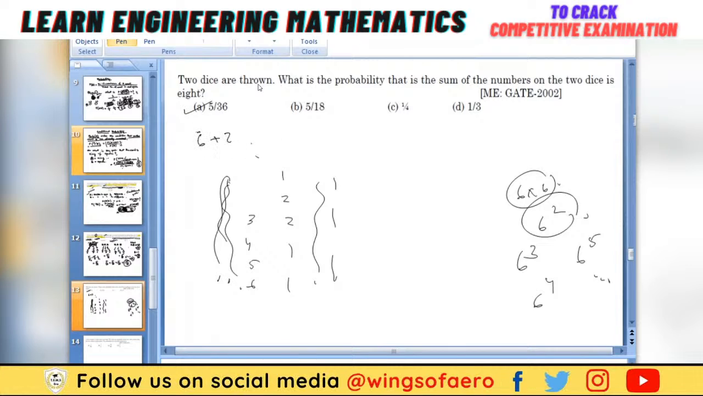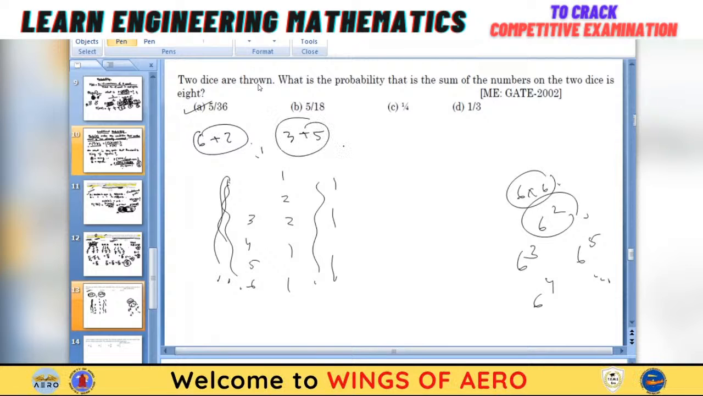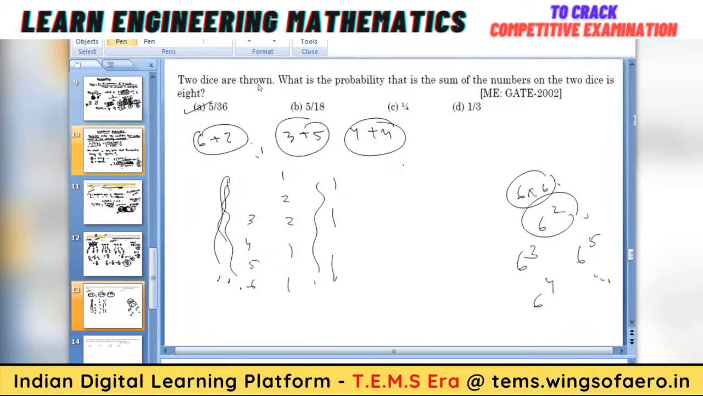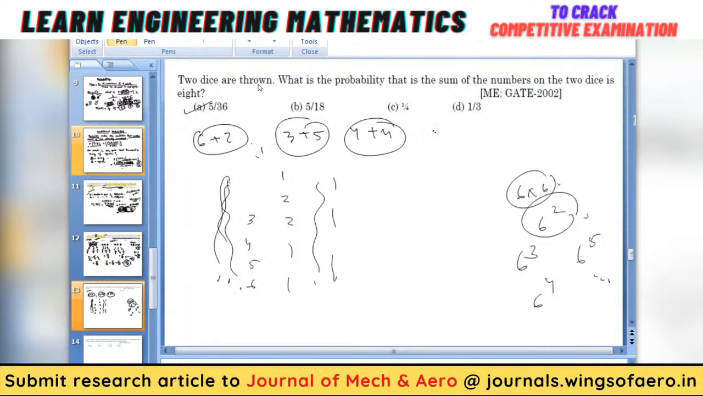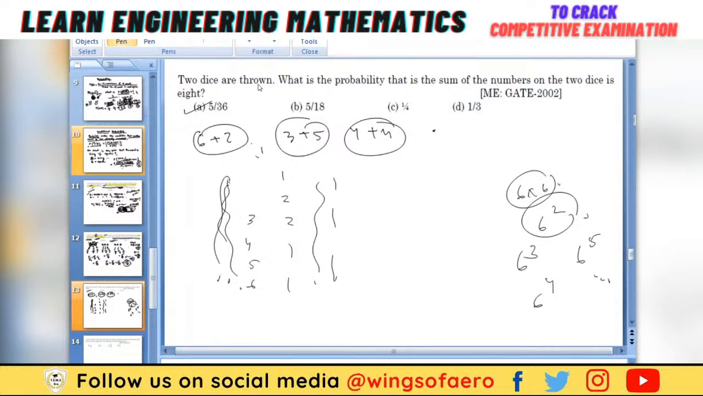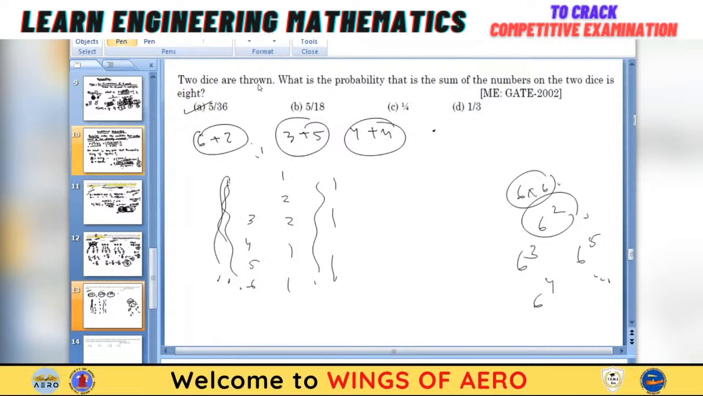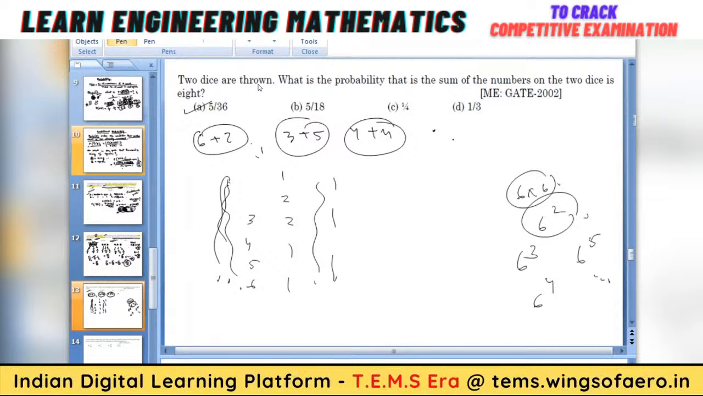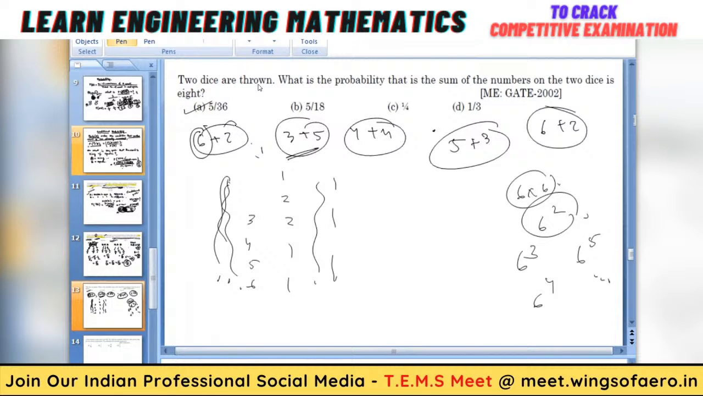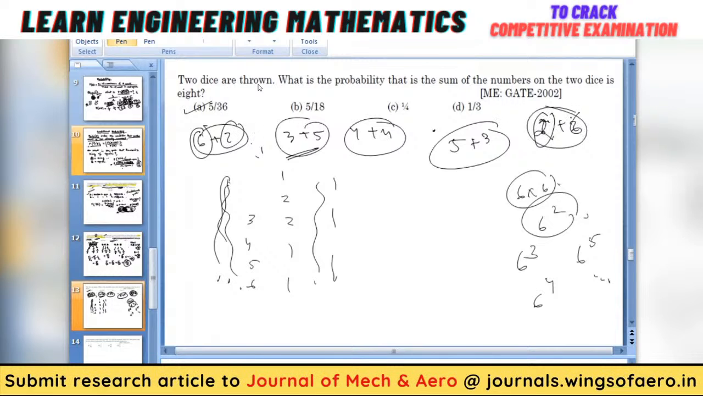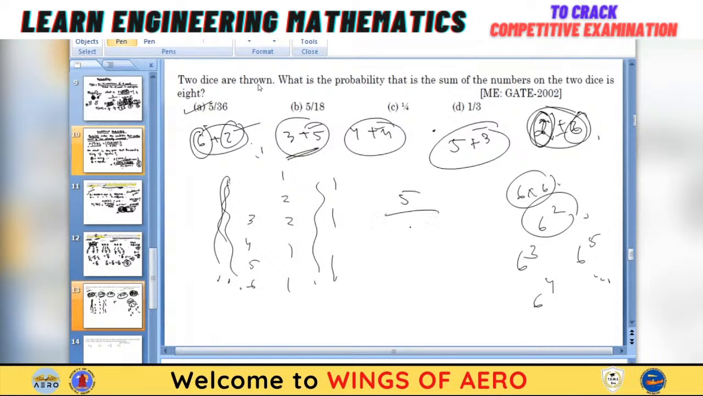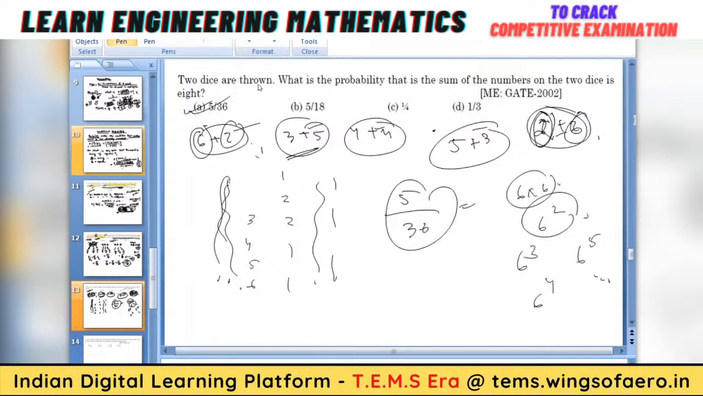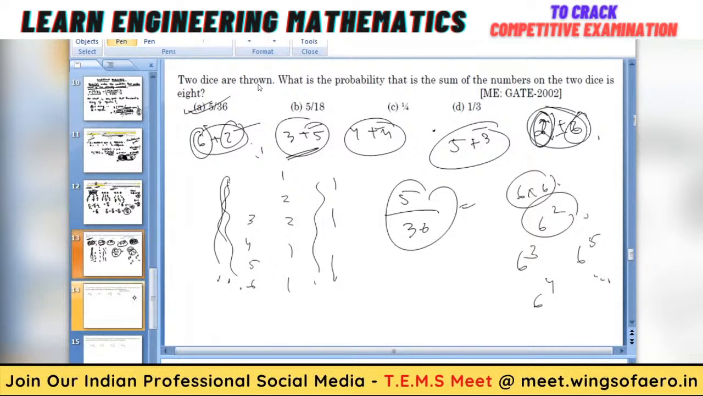Suppose one is 6 plus 2, this is one possibility. 3 plus 5, another possibility. And 4 plus 4, another possibility. And there are 5 and 3, and 6 and 2. That is, first die is 6, second die is 2, and first die is 2 and second die is 6. So 1, 2, 3, 4, 5. I think yes, 5 possibilities are there. 5 divided by 36. So A is the right answer. You're right. So I think this is very easy. You can easily understand this one.